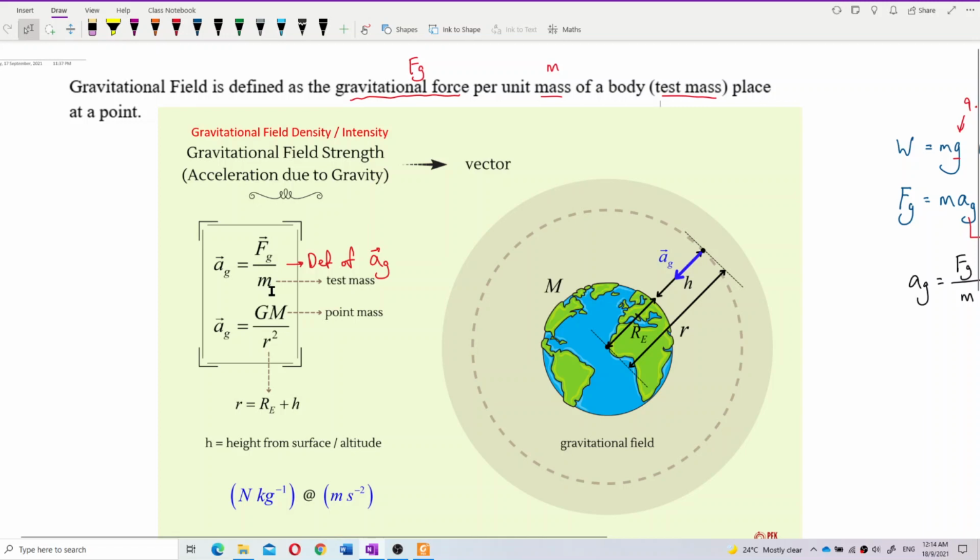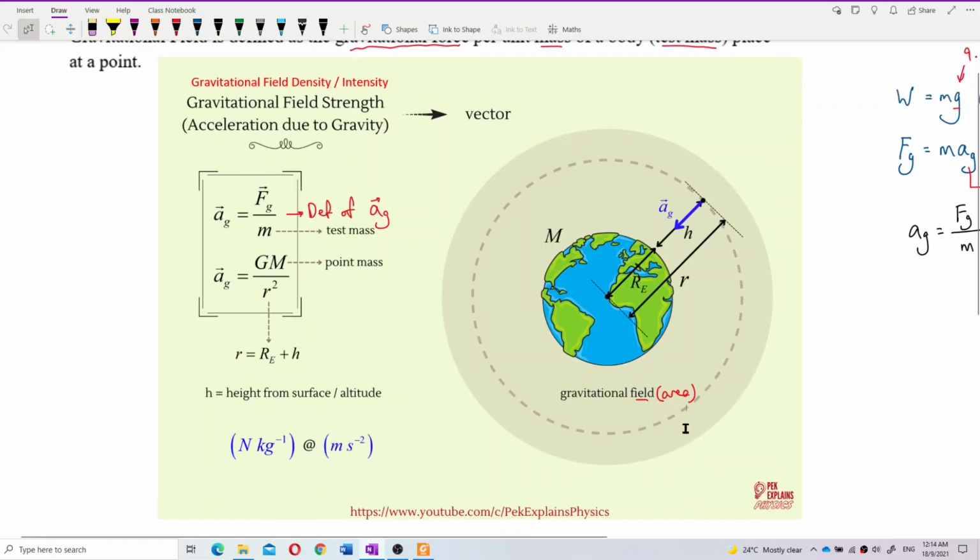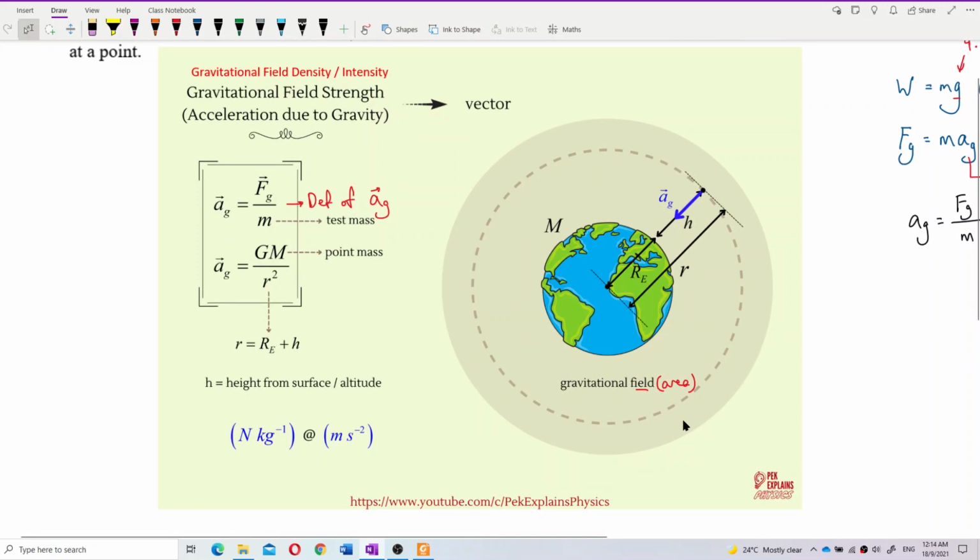What is actually meant by this formula? Let's say this is the Earth. This Earth provides the gravitational field. A field is like an area. You understand? Field is like an area, an area where you can feel the gravitational force.